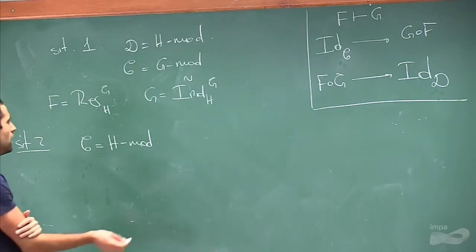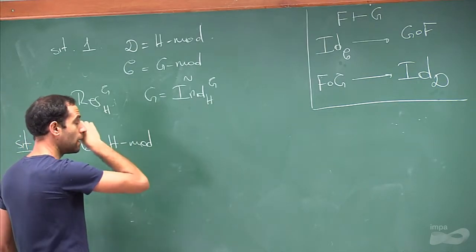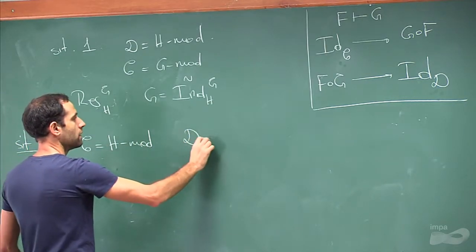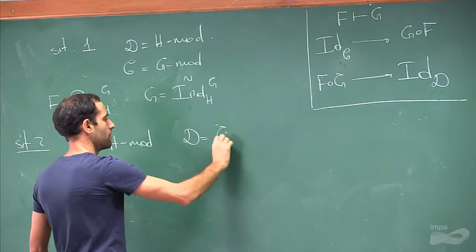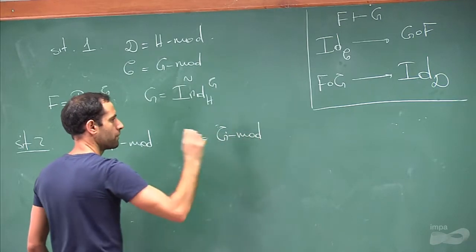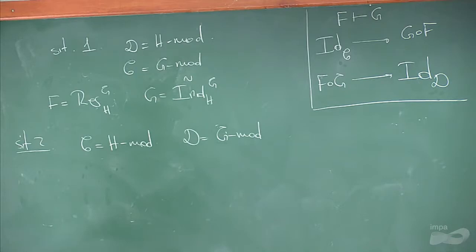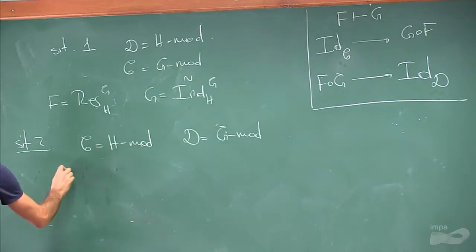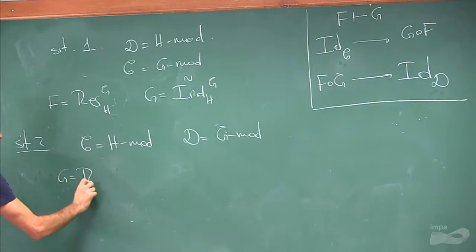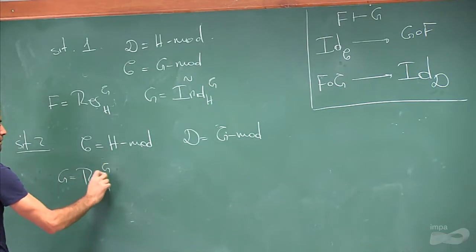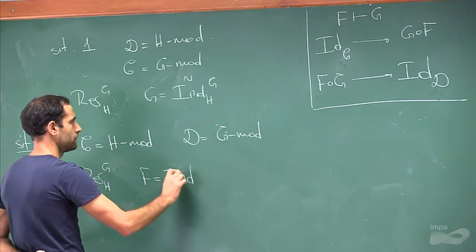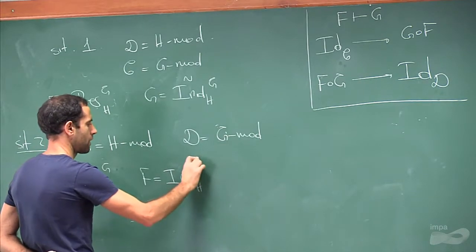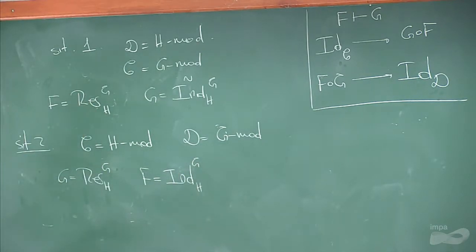Okay. We have that D is the category of G modules, G is the restriction functor, and F is the induction functor. Okay? Because I got them in the same order.